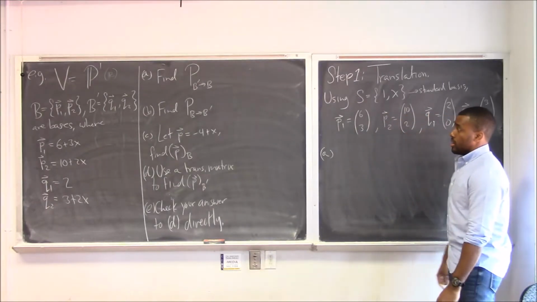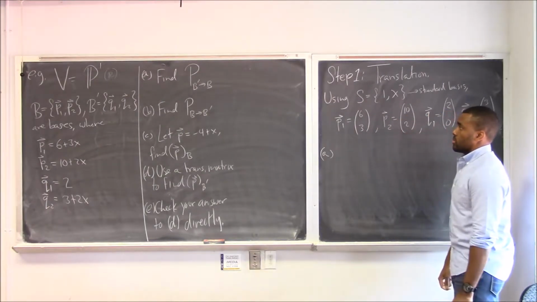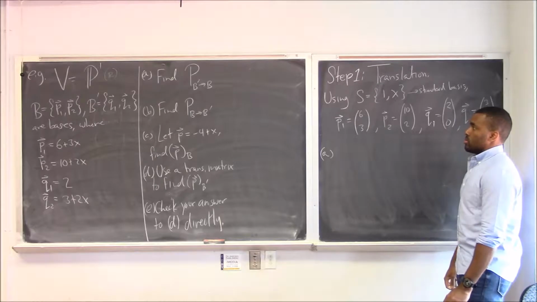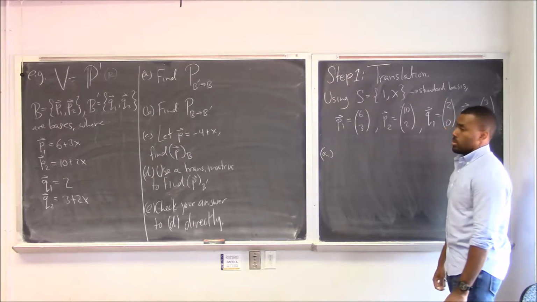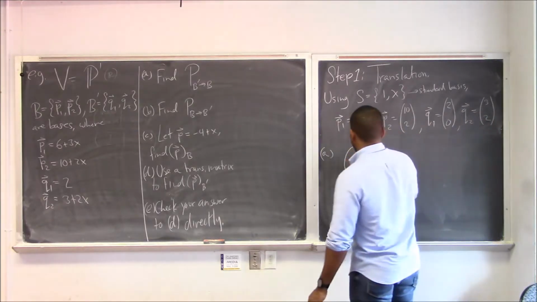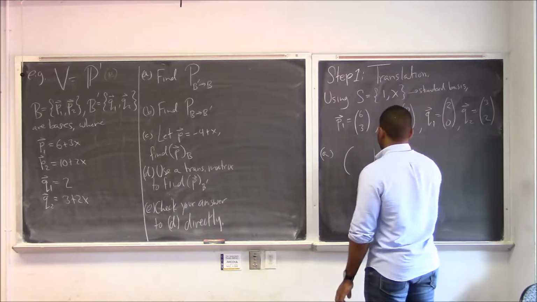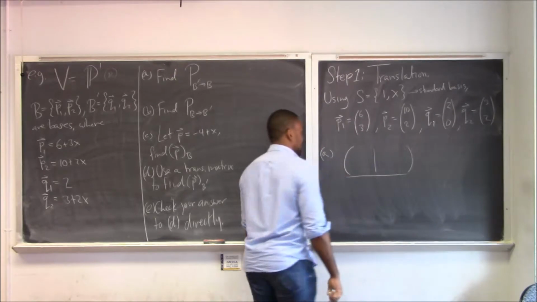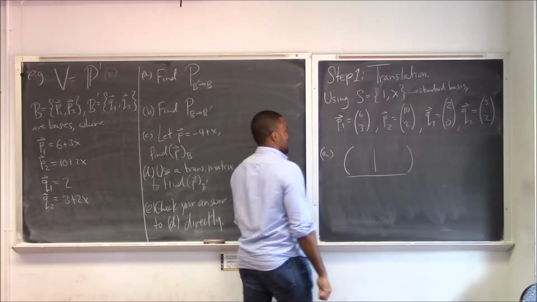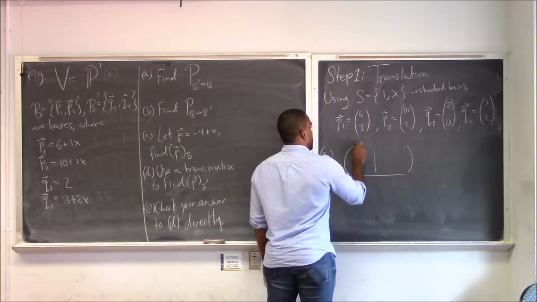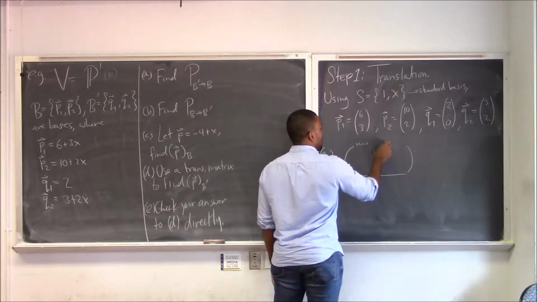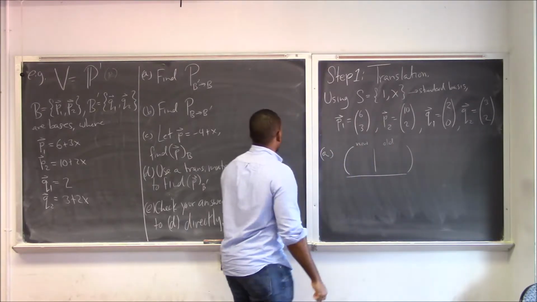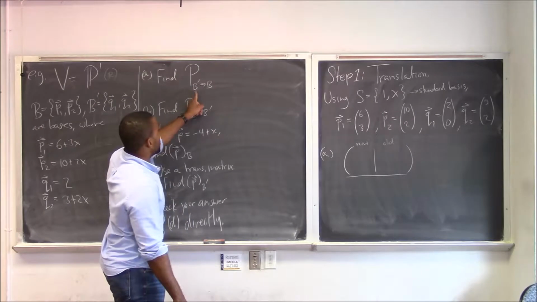How do we find A? You've got to set up the thing. You want the new basis over here and the old basis over here. So I want to go from B prime to B.